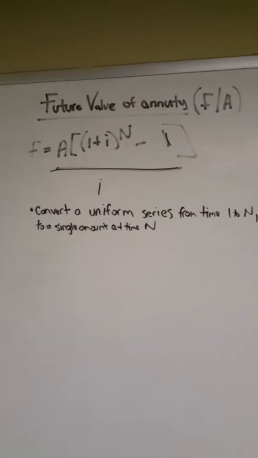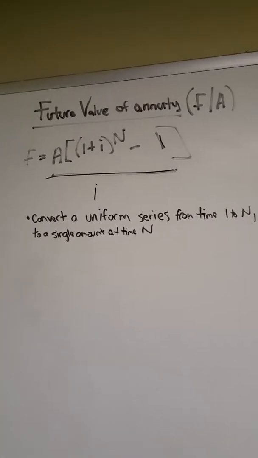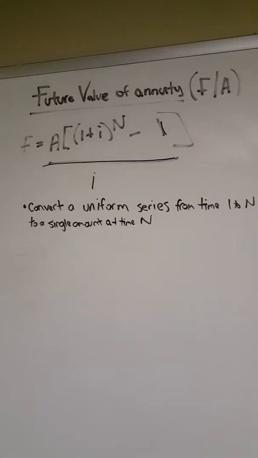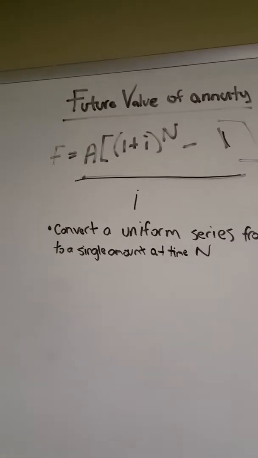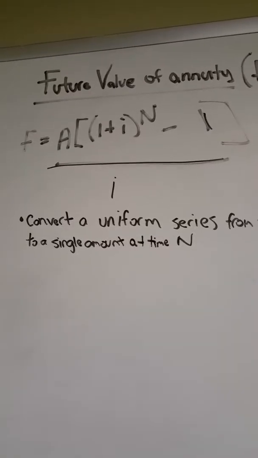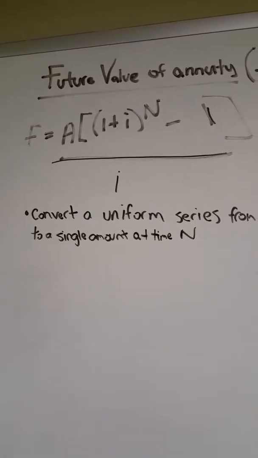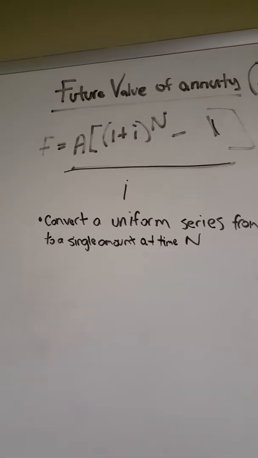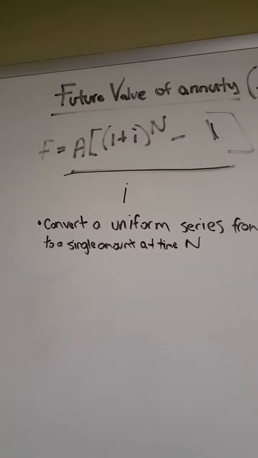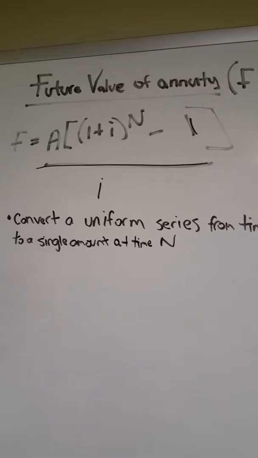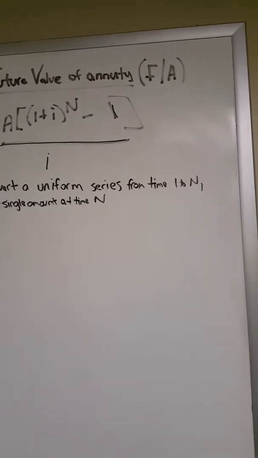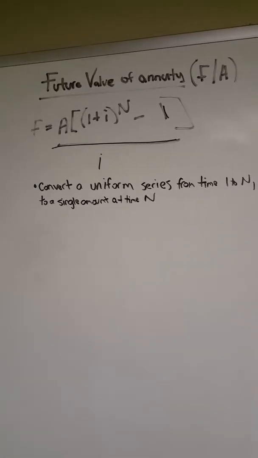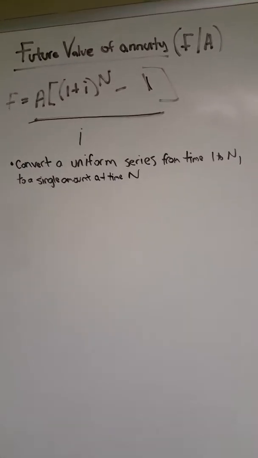For learning cycle 1, I'll be going over the future value of annuity, or F/A. The formula is F equals A multiplied by ((1 plus i) to the power n minus 1) over i, where A is annuity, the annual payment, F is the future value, i is interest, and n is the time. We use this to convert a uniform series from time 1 to n to a single amount at time n.